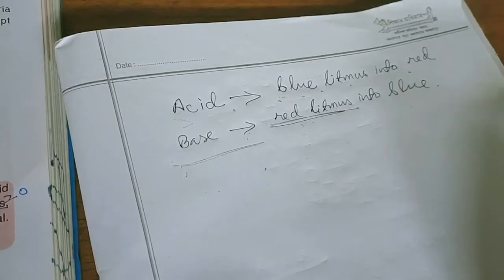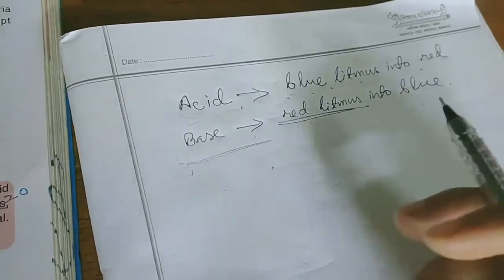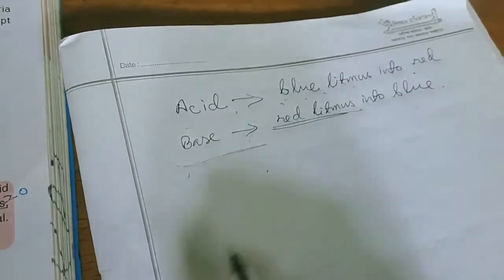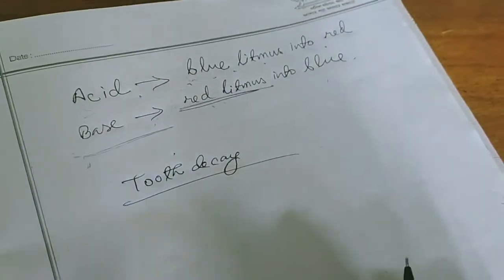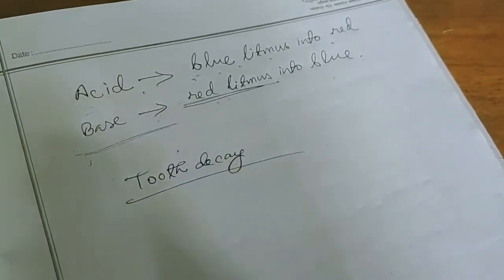Okay, there are some other indicators like methyl orange and phenolphthalein, etc. Then next we are going to learn acids and bases in our everyday life.